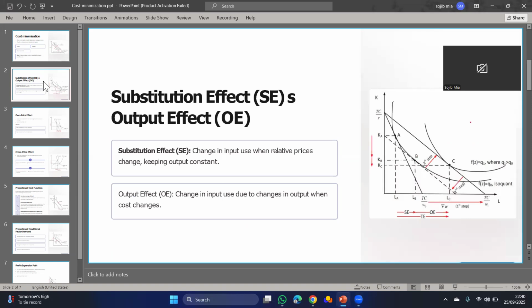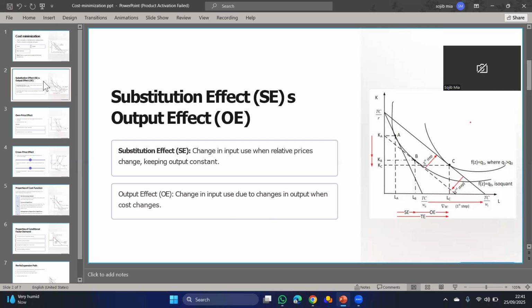Substitution effect and output effect. The substitution effect shows how a farm changes its input mix when the relative price of an input changes, but the output remains constant. For example, if the wage of workers increases but the price of machines stays the same, the bakery might use more machines and fewer workers while keeping production at 5,000 loaves.